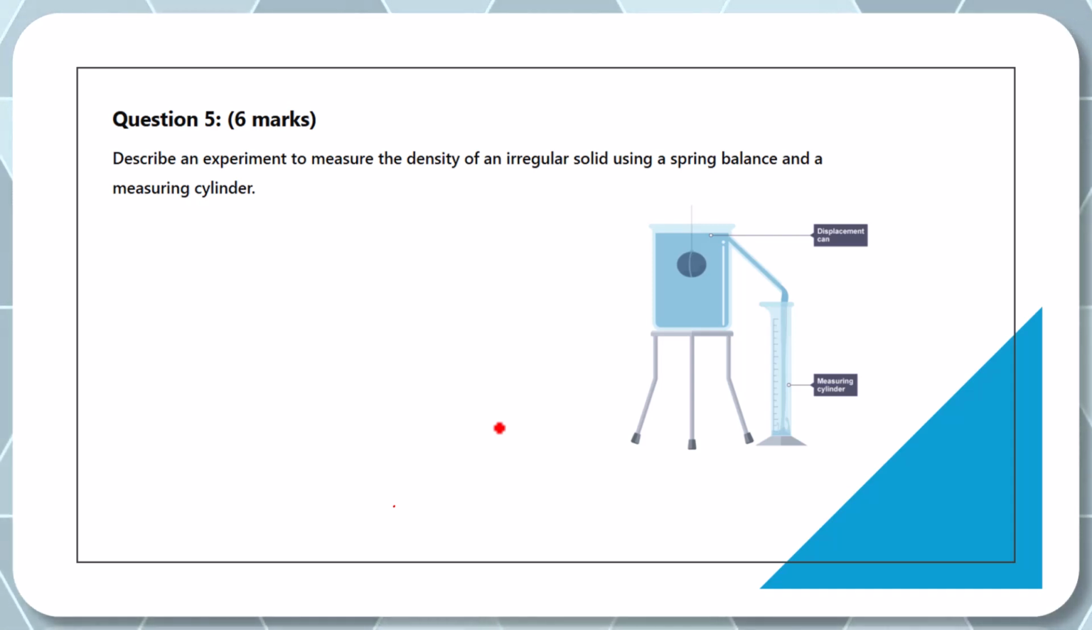I'd like you to pause this video and try this. The diagram I've put here is not necessarily the diagram that you need to answer the question, but it's just to help you visualize it. So pause the video and try this. Remember, this is describing an experiment, and it's a 6-marker question. You want to write your steps very well. Pause the video and try this.